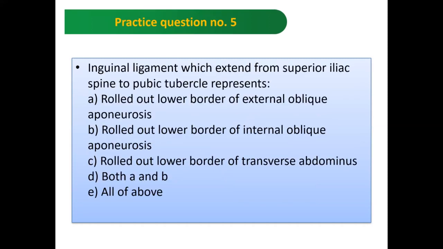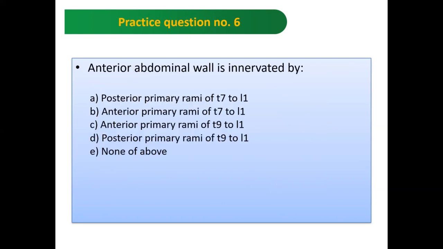Okay, and here is the question. The inguinal ligament, which extends from the anterior superior iliac spine to the pubic tubercle, represents: A. the lower border of the external oblique aponeurosis, B. the lower border of the internal oblique aponeurosis, C. the lower border of transversus abdominis, D. both A and B, or E. all of the above. It's external oblique, A. Excellent, the key is A.